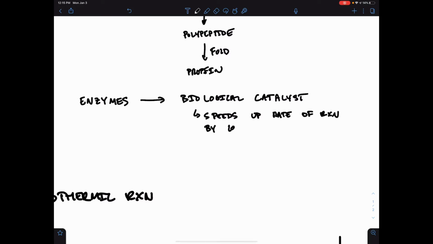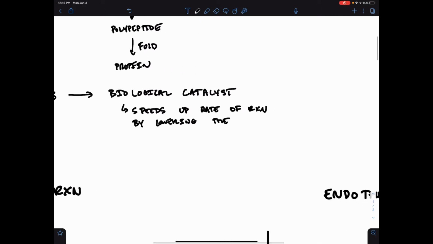by lowering the energy of activation, or activation energy. Now that might seem a little bit nebulous, and I'm going to define that more later on. So this idea of activation energy is the energy necessary to get a reaction started. And a biological catalyst is going to speed up the rate at which the reaction can take place by lowering it.